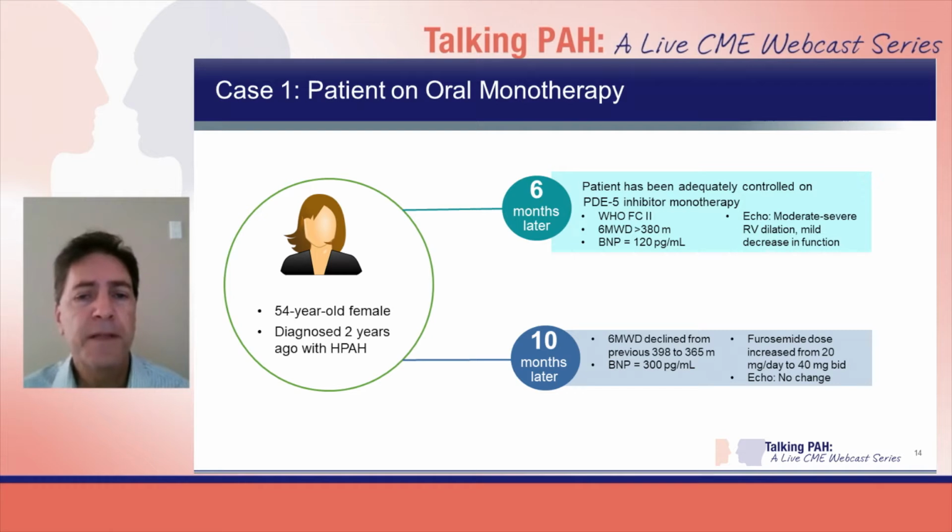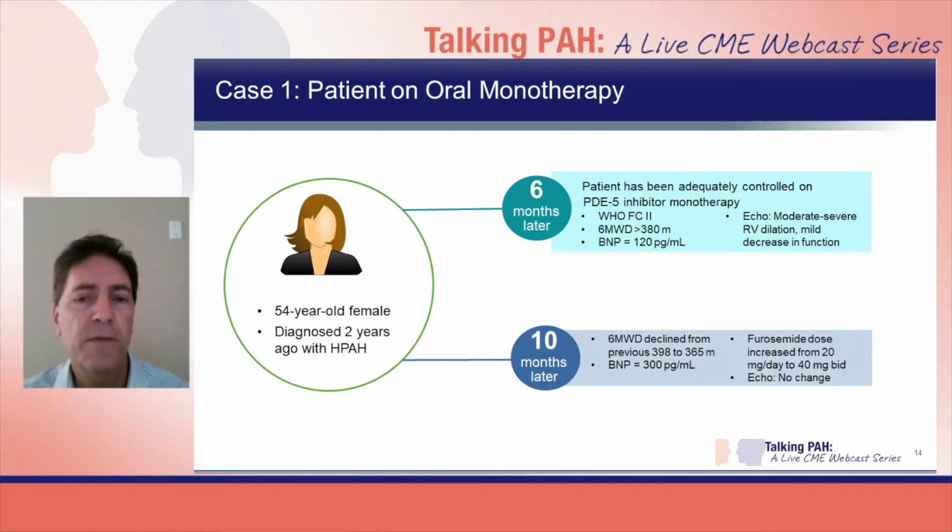And so 6 months into this monotherapy, she's been adequately controlled, however you want to define that. She's functional class 2. Her walk is now greater than 380 meters. Her BNP has dropped to 120, but the echo still shows moderate to severe RV dilatation and a mild decrease in RV function. And 4 months after that, her walk drops again. Her BNP goes back up. Her Lasix requirement goes up. And a repeat echo, again, shows no change.